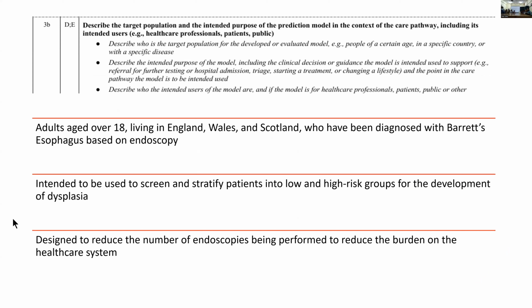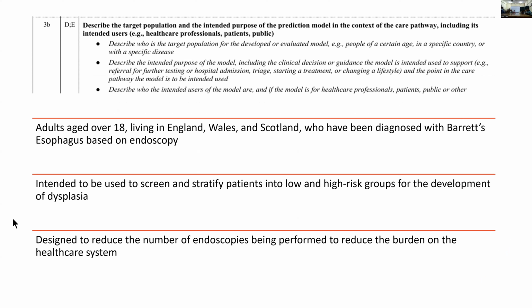To describe the target population and the intended purpose of the prediction model, the target population was adults over 18 years living in England, Scotland, and Wales who have been diagnosed with Barrett's based on a previous endoscopy. The capsule endoscopy test is intended to be used to screen and stratify patients into low and high risk groups, and it's designed to reduce the number of endoscopies being performed.